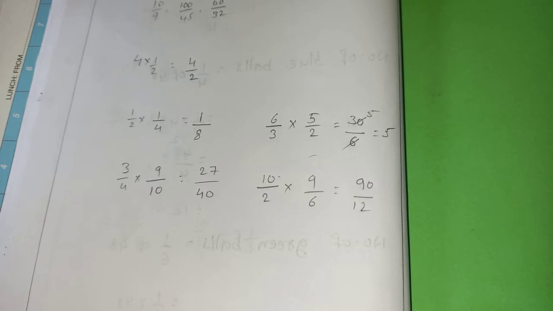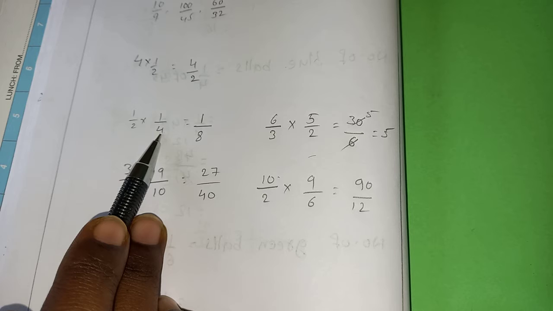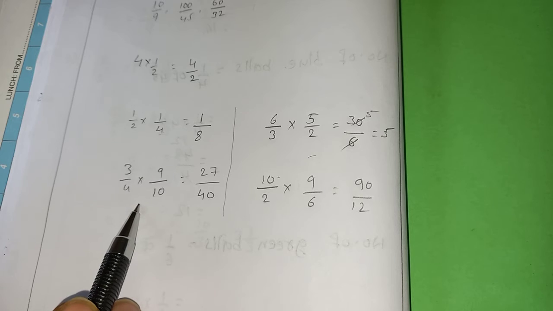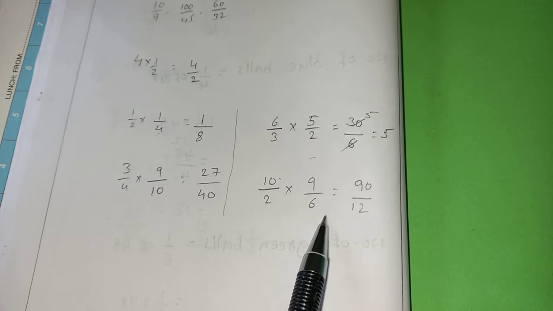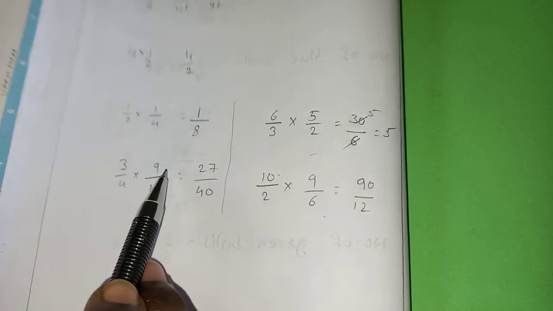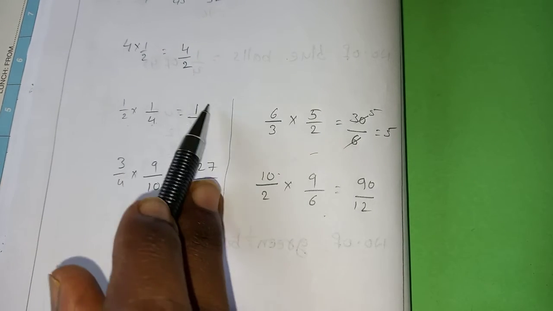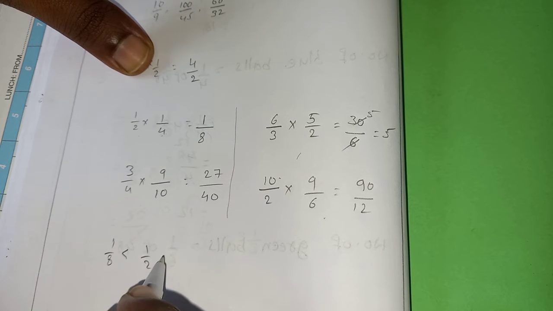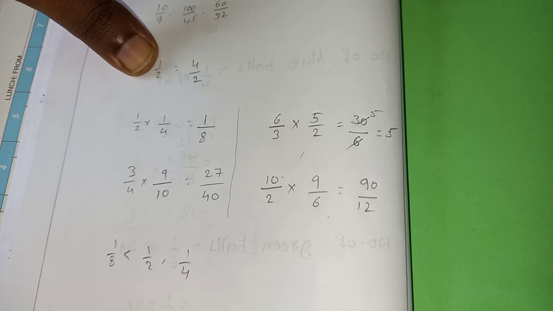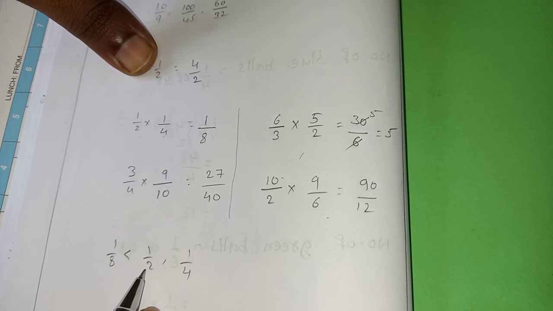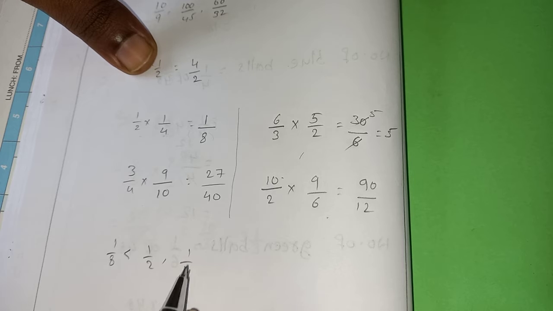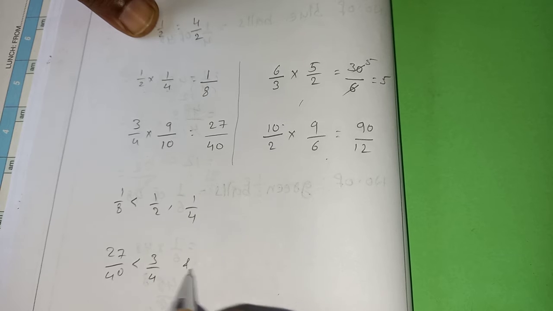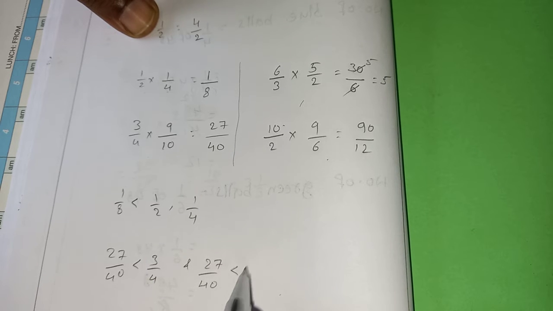Okay. Did you observe one thing here? Here I multiplied two proper fractions and I multiplied two improper fractions here. Proper fractions, improper fractions. If you multiply two proper fractions, you will get a value. That value is always less than the values which you multiply. 1 by 8 is less than 1 by 2. 1 by 8 is less than 1 by 4 also. In the same way, 27 by 40 is less than 3 by 4 and 27 by 40 is less than 9 by 10.